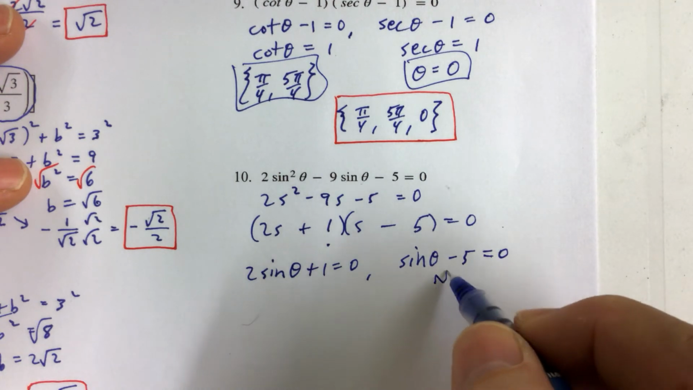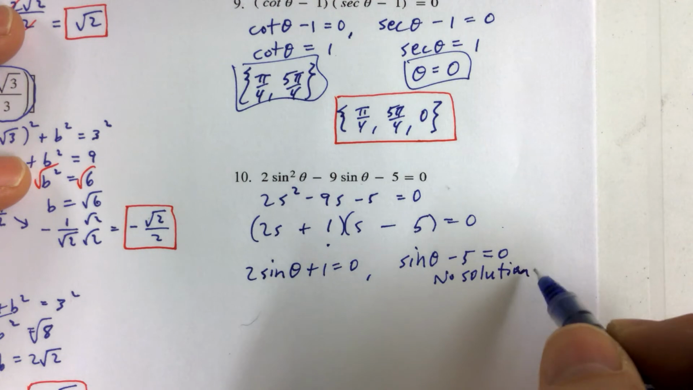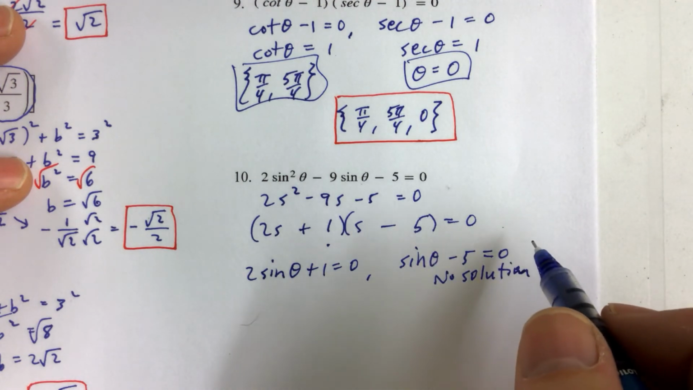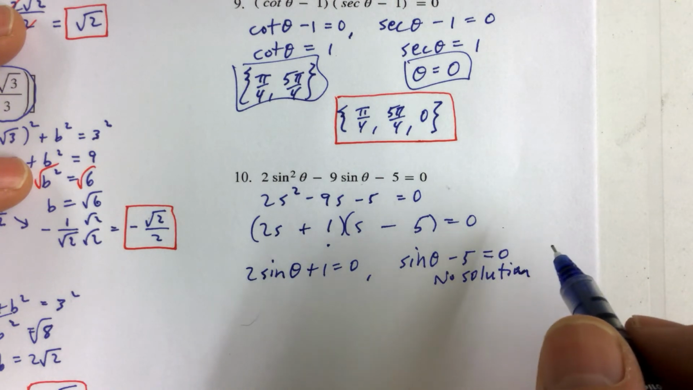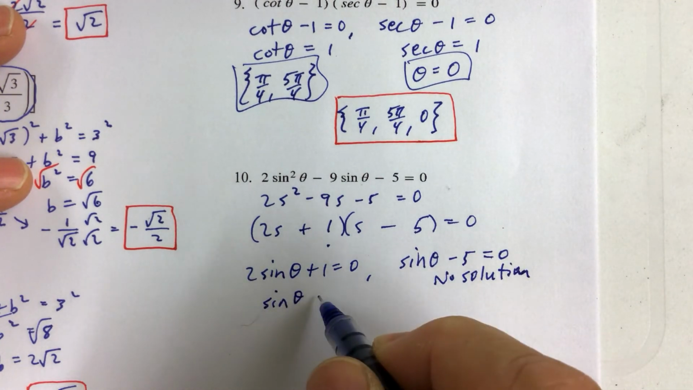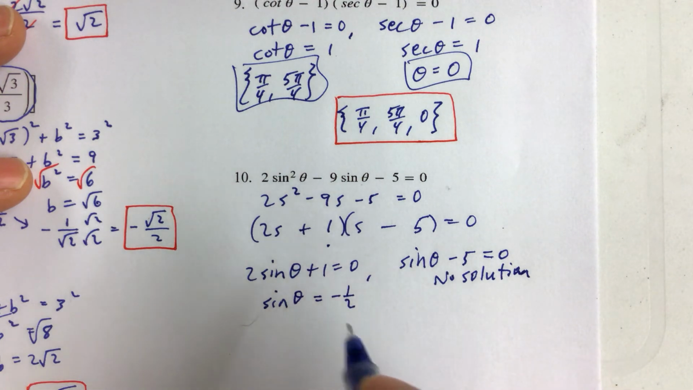Now, this has no solution because if you added 5 to both sides, you'd get sine is equal to 5. Well, sine can't equal 5. Sine can be only as big as 1. So then we have this equation here, where if we subtract 1 and divide by 2, we get the equation sine of theta equals negative 1/2.